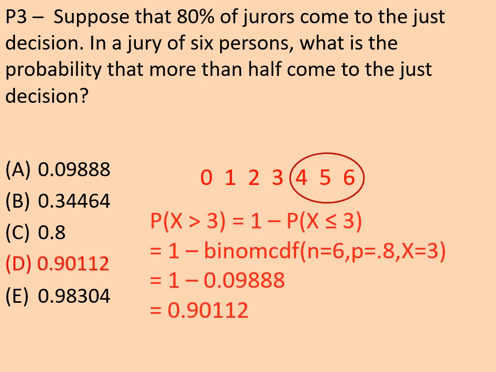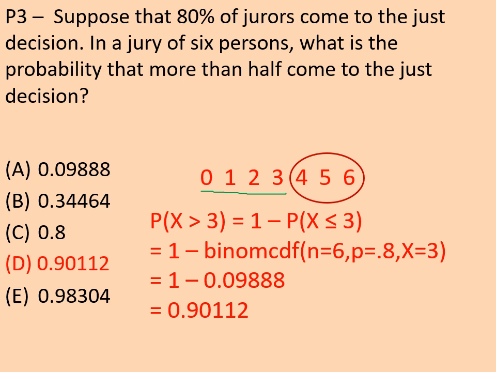All right, so remember, it's helpful if we write down all the possible outcomes, right? We could have 0 people come to the just conclusion, or 1 or 2 or 3 or 4 or 5 or 6. So if we ask what is the probability that more than half, so more than half would be 4, 5, or 6 of the jurors come to the just decision. All right, so that's a binomial situation. Remember, in our binomial calculation, we have to look at these numbers. So we have to use 3 or below.